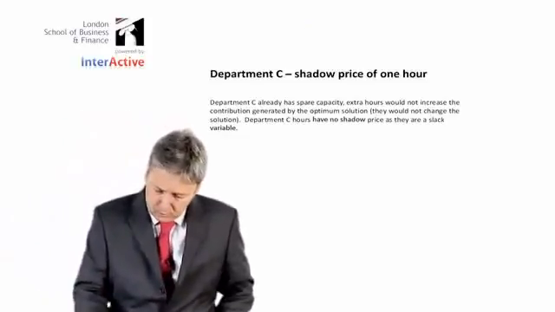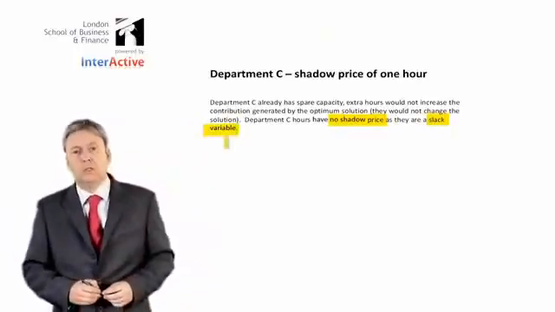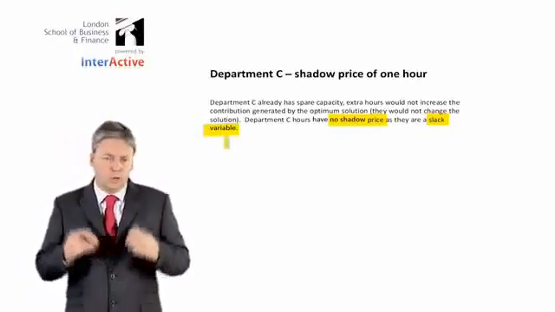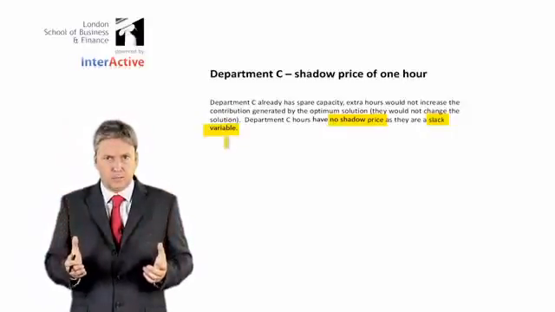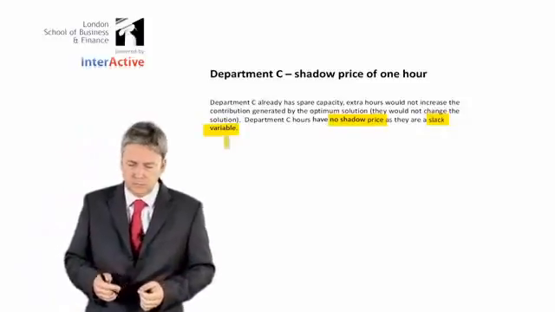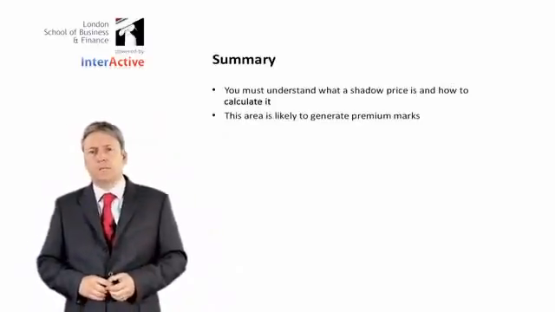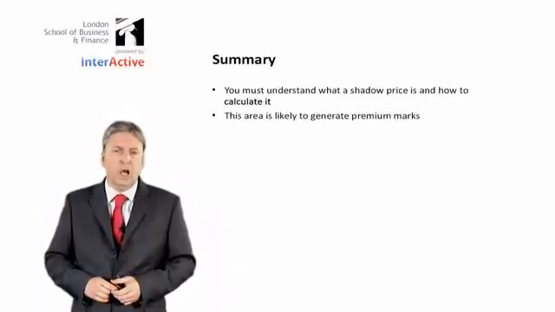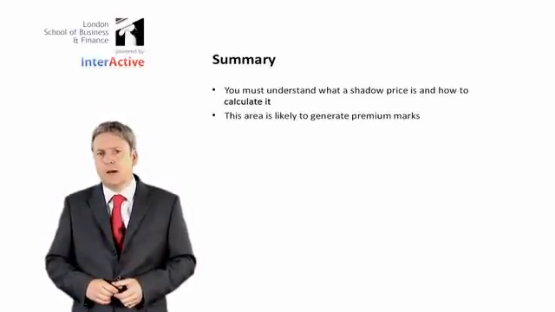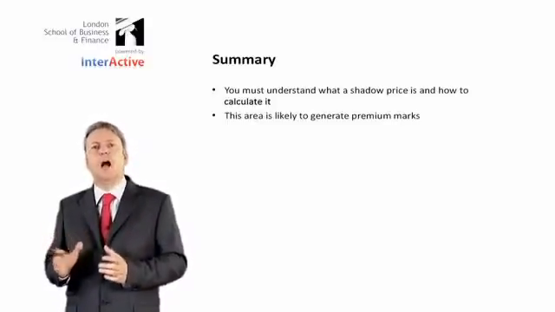As such, what we have to remember is Department C has no shadow price because it is a slack variable. A slack variable, or if you wish the other term, a non-binding constraint. When we look at this particular topic area, there tend to be premium marks for anything to do with shadow prices. I would strongly advise that you play around with this example before you even contemplate going on to any other example.